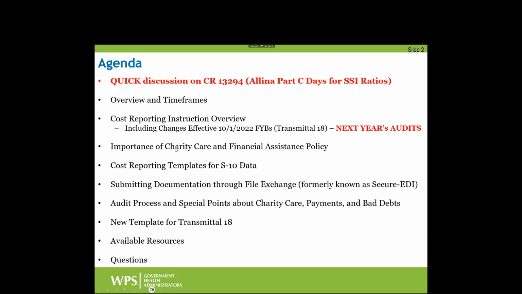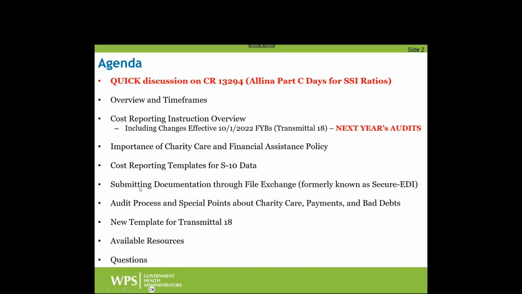We'll go through the importance of charity care and the financial assistance policy. We'll touch on that a couple times. We'll talk about the templates themselves, the ones you'll need to be submitting, and where to find them. Nothing has changed for this year's audits, but as I mentioned, next year, the templates have changed a little bit. So we'll talk about both sides.